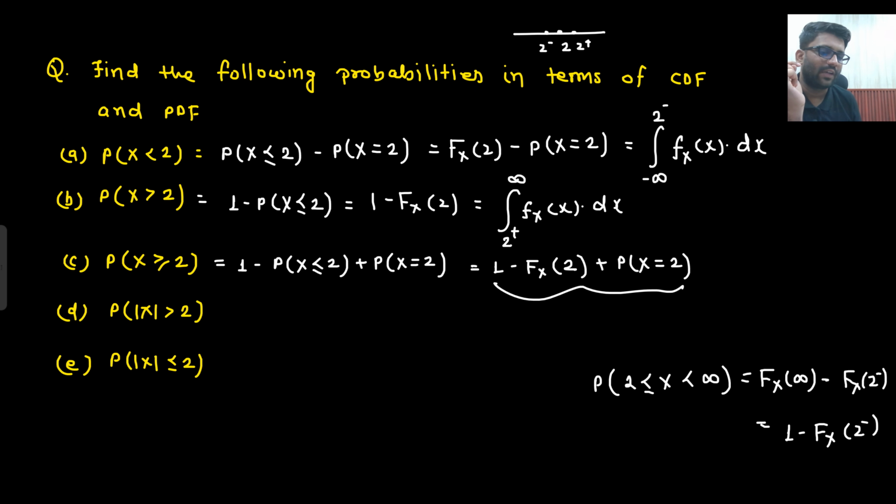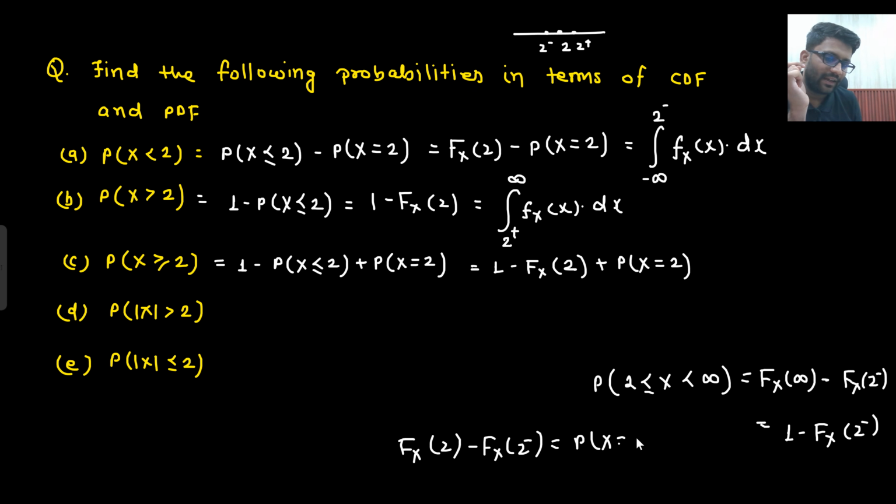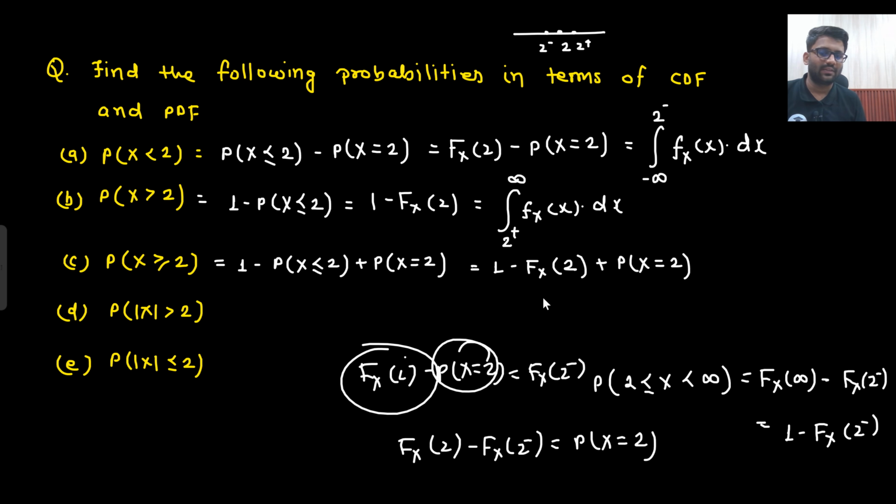Now I need the answer in this form. What will I do? I know that fx of 2 plus minus fx of 2 minus is equal to the probability at x equals 2. So now I need to replace fx of 2 minus. That would be fx of 2 minus equals fx of 2 minus the probability at x equals 2. So you can put this here. So what you will be getting is that this sign will become plus and this sign will become minus. So here no brain is used. Are you able to understand this point? We are not using our brain. Directly from whatever we know, we are solving the problem.